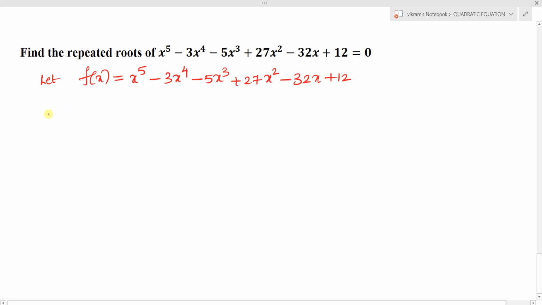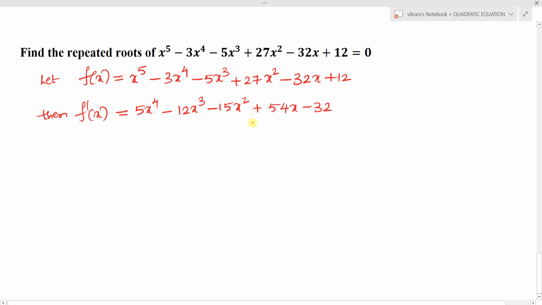After this we need to find f dash of x. What is f dash of x over here? 5x power 4 minus 12x cube minus 15x square plus 54x minus 32. Now if we add all the coefficients, it will not be equal to 0.